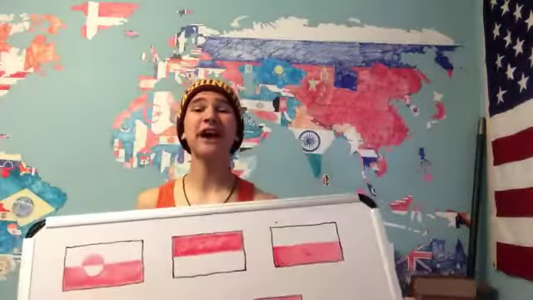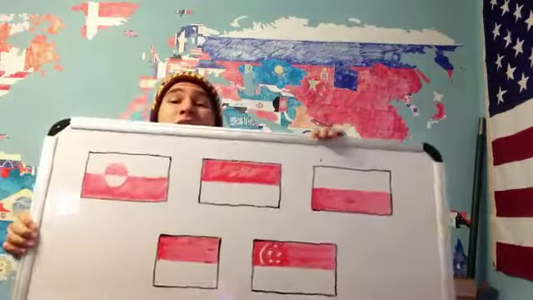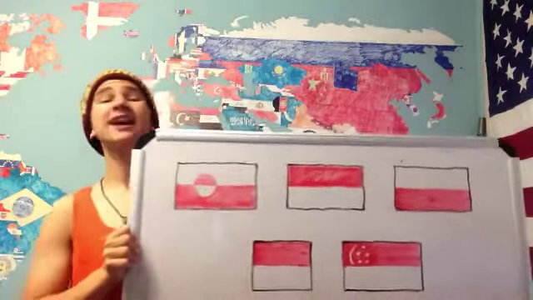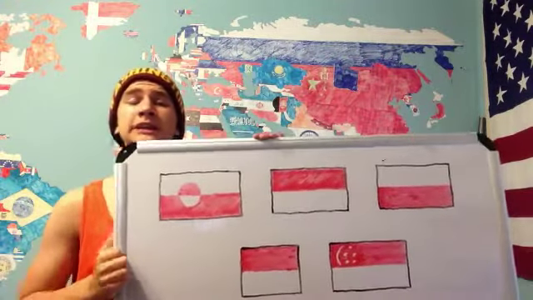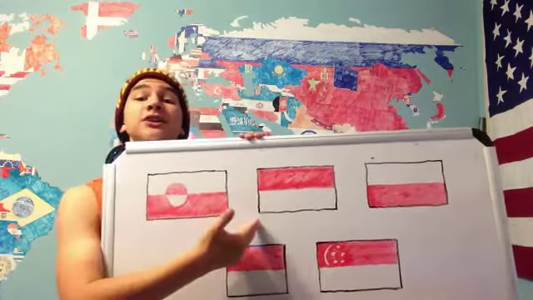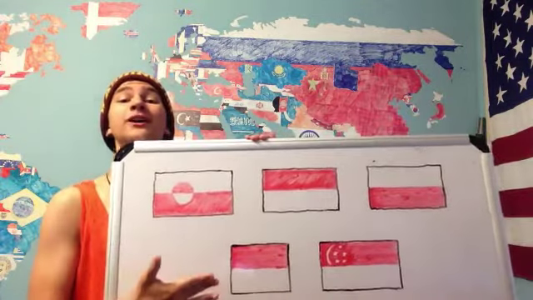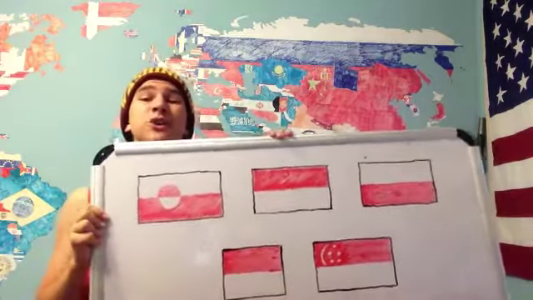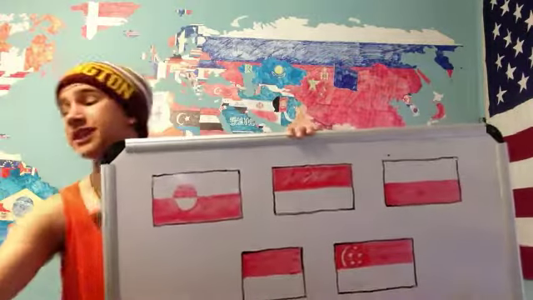Alright, so the flags we have today are the flags I like to call the annoying red and white flags. And you can see that they're annoying because they're ridiculously similar. See, here we have Greenland, we have Indonesia, we have Poland, we have Monaco, we have Singapore. But you probably couldn't really tell that if it weren't for me telling you today.